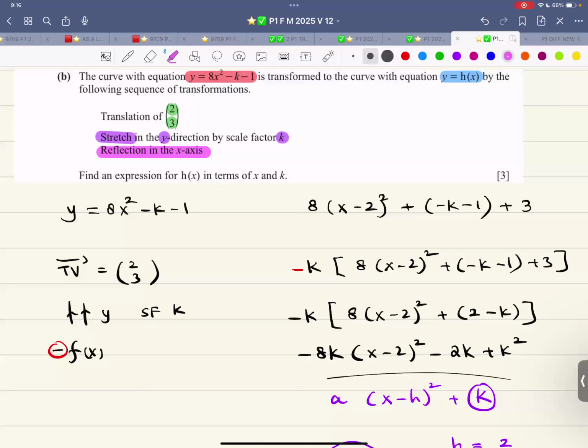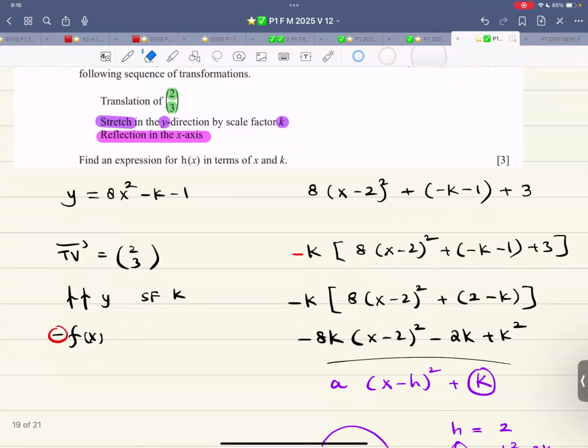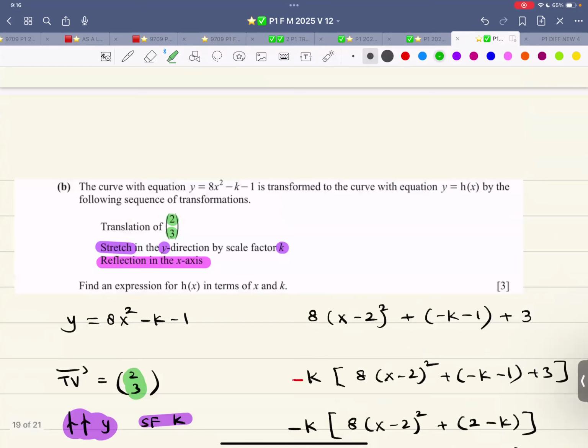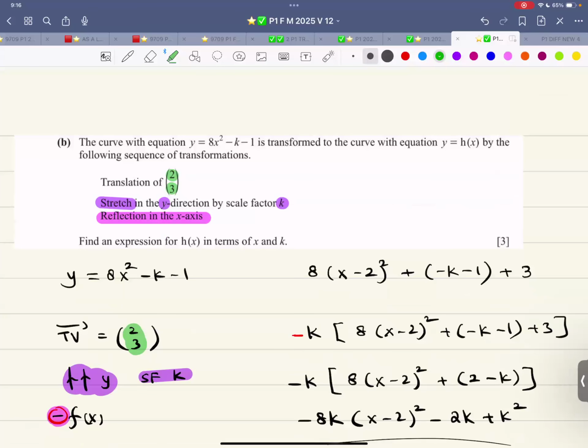So now first thing, let me just remove this color. The first is about translation. So let me highlight it again. This is 2 and 3. And then over here, this is the stretch along y-axis, scale factor k. And the last thing over here is that it's a reflection in x-axis. Yeah, that is a minus sign on the outside. So first thing first, look at the colors. X minus 2.